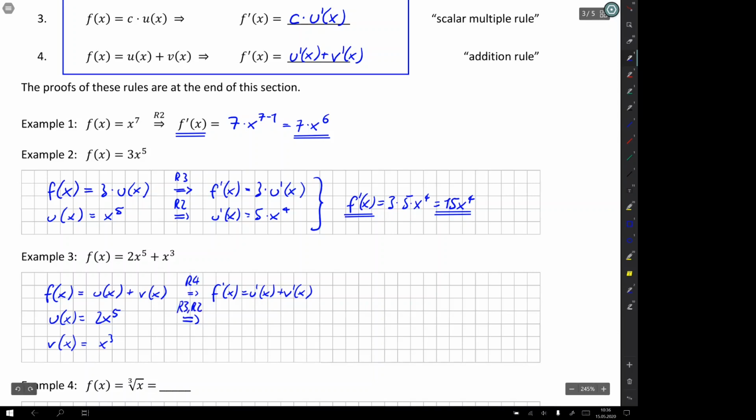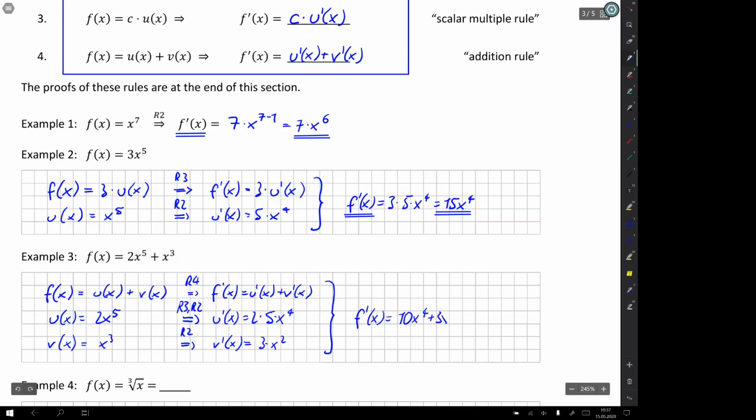and we get u dash of x, taking the derivative of this here, is first 2 times, that stays, and then x to the power of 5, the derivative is 5 times x to the power of 4, and here that's just rule 2 that we need to apply. So we get v dash of x is 3 times x squared. And now taking that all together, we find f dash of x is just 10x to the power of 4 plus 3x squared.